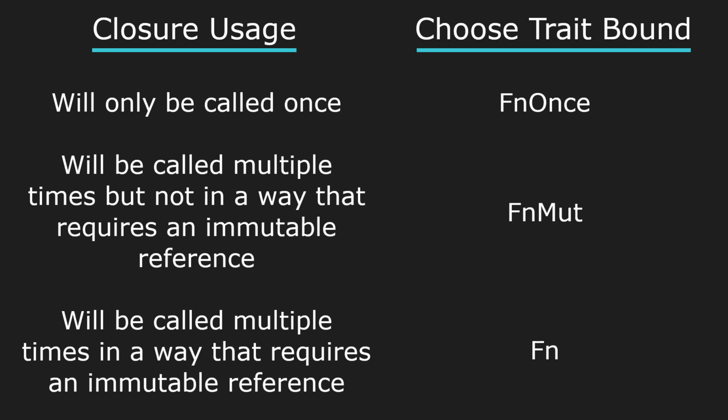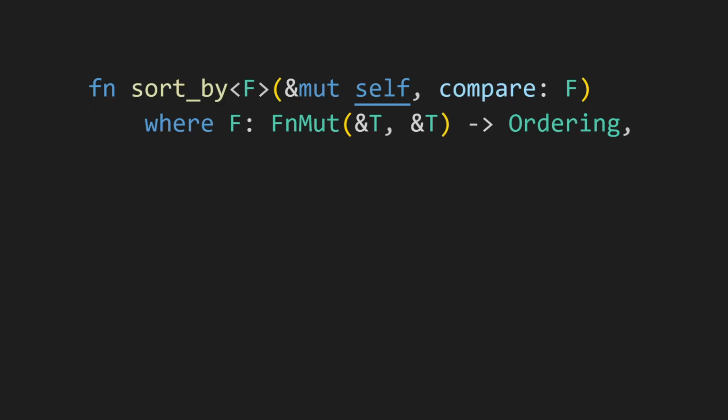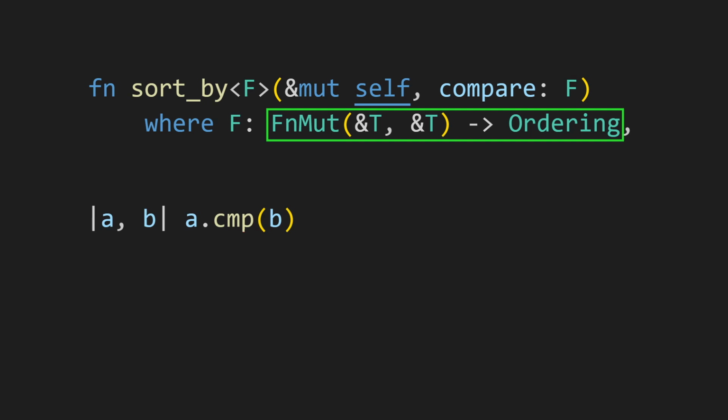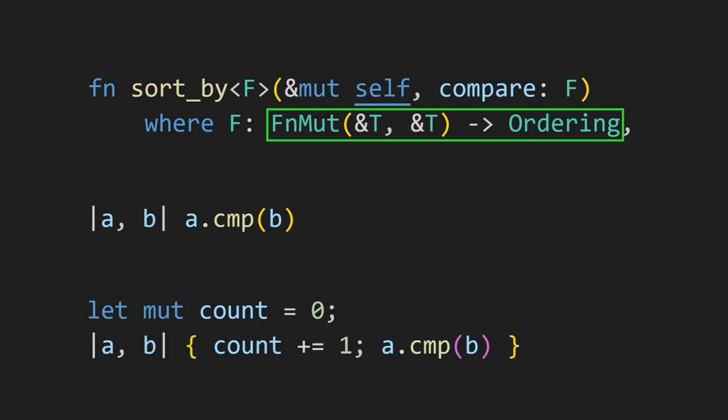A good example of this is the slice type's sort_by method, which uses an FnMut trait bound for its closure parameter. Typically, when calling this function, you might use a closure like this, for which the compiler would implement Fn since it does not move out or mutate a captured value. But Fn is not the correct choice of trait bound, as it's overly restrictive. It would not, for example, allow a closure that mutates a captured value. Here, to count the number of times the closure is called, a mutable capture of a count value is required.